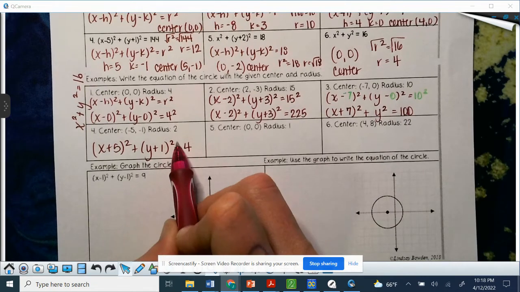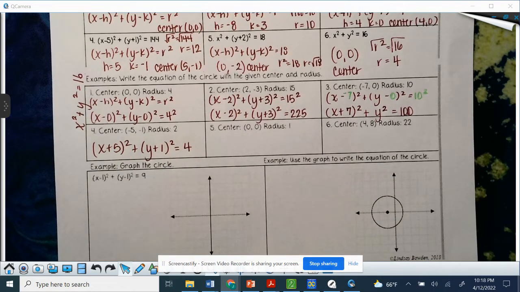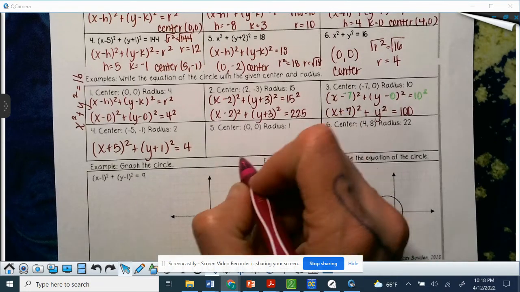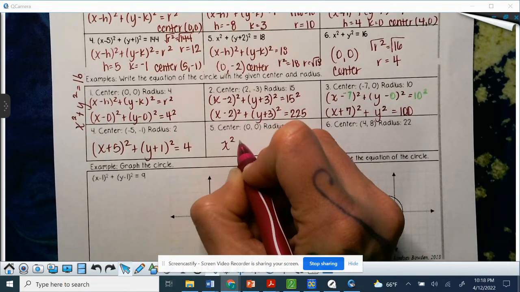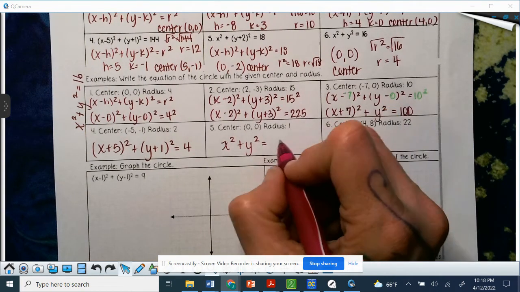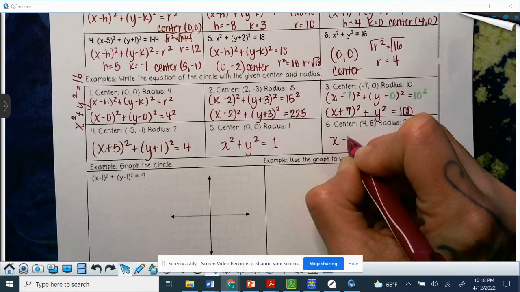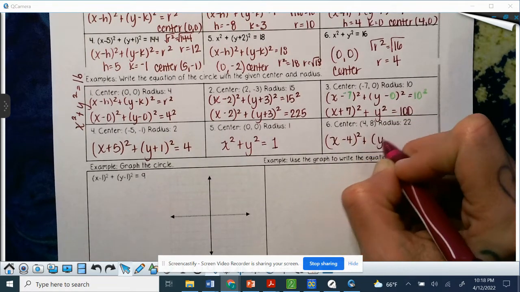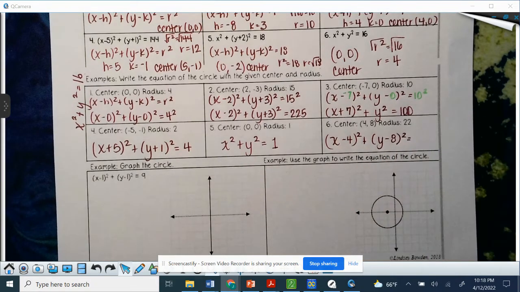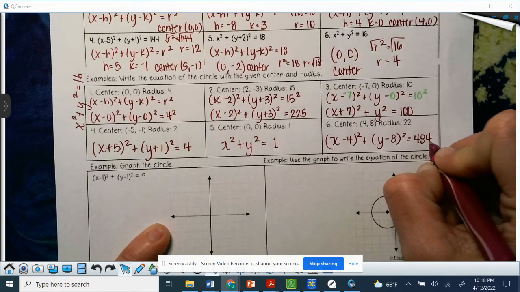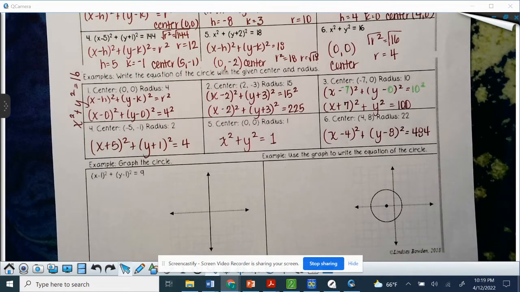Make sure you double check to make sure you have your squareds, because that's one thing that a lot of students like to do, is just leave that part off. Number 5, it's going to be x squared plus y squared equals radius squared, and 1 squared is still just 1. And last but not least, x minus 4 squared, y minus 8 squared equals 22 squared, which is 484. So this is the correct form for your equation. Not left in 22 raised to the second power, or 22 squared, not minus, not missing your squares, making sure you have an x and a y, not 2 x's by accident.